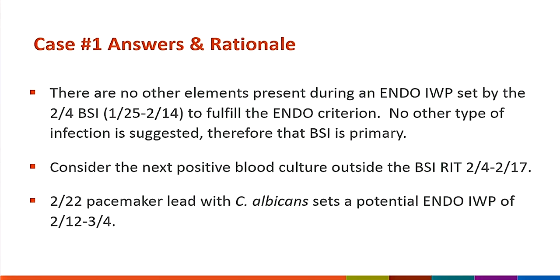But now we need to look to the 2-25 blood culture, which has not been accounted for, with Candida albicans. So we had a pacemaker lead that had vegetation and a culture on 2-22, and that culture was positive for Candida albicans, and that is going to set a potential endo infection window period of 2-12 through 3-4. Again, 21 days.